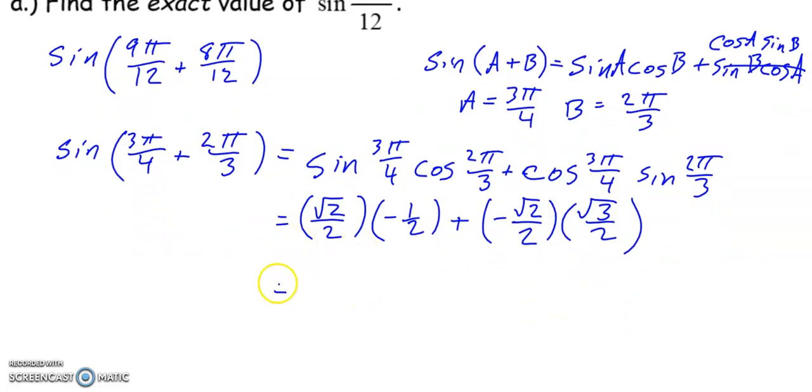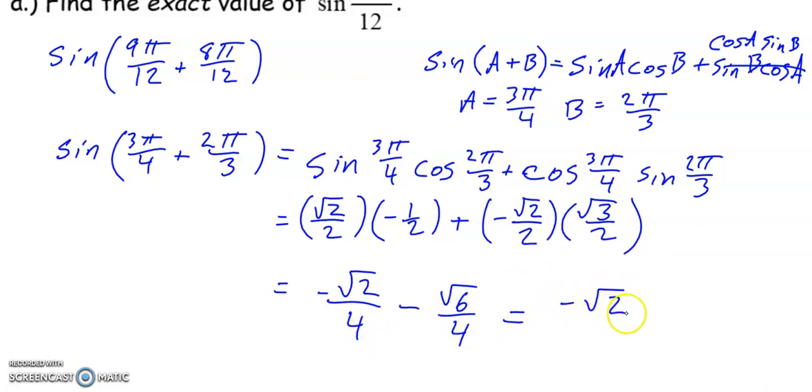It's basically the point, we're writing down those points from our unit circle. When we do our multiplying, we're going to get negative radical 2 over 4 minus radical 6 over 4. And then when we combine them, we already have our common denominator, so we're going to say negative radical 2 minus radical 6 over 4. And that can't be simplified even though these are even because they are in radicals.